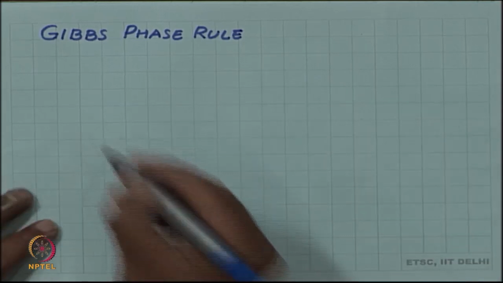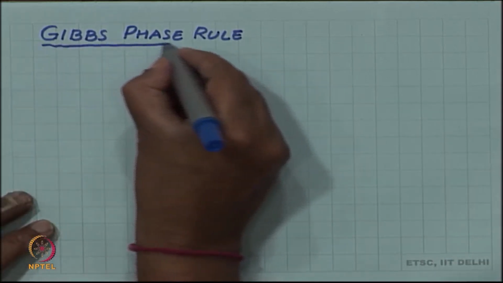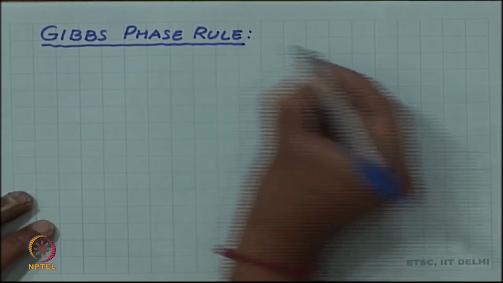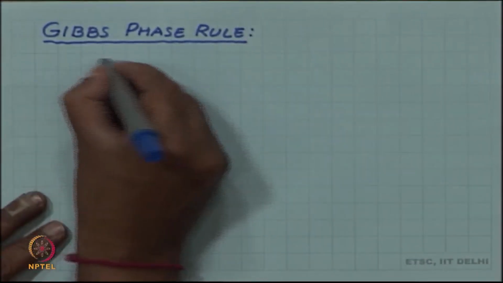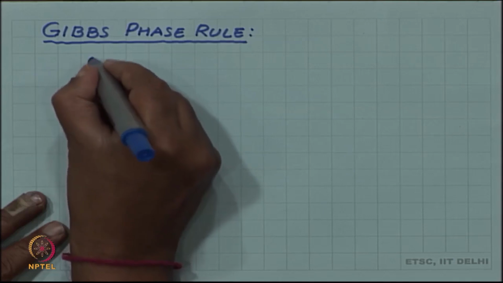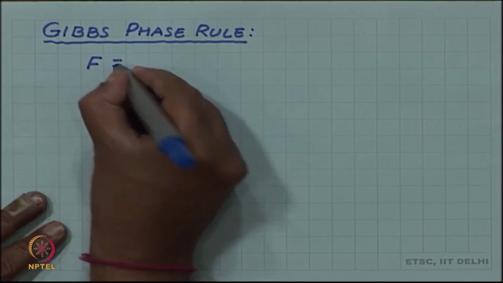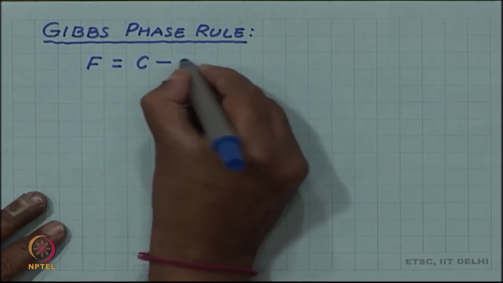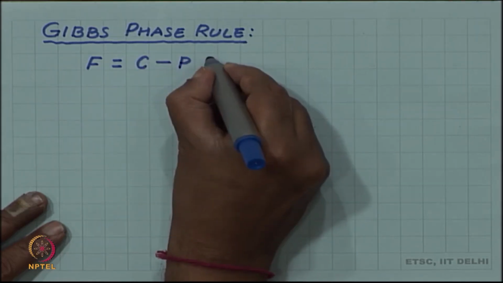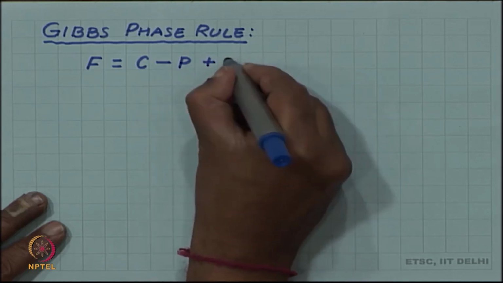So, the rule is quite simple, although we are not going into the derivation of the rule, we are only giving the rule. So, the rule is that the degrees of freedom F is number of components minus the number of phases plus 2.